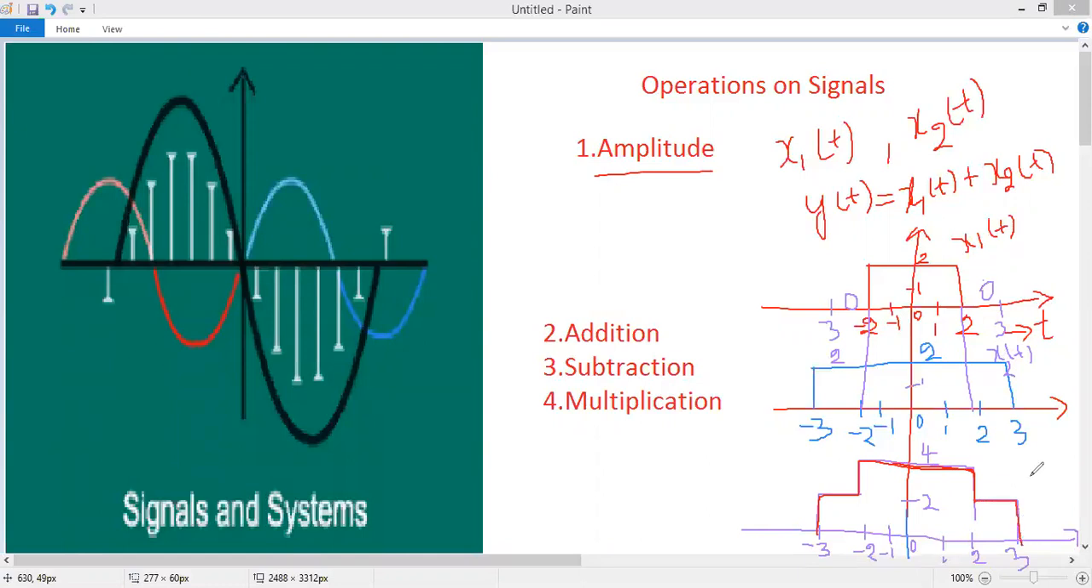This is a way to do the amplitude addition. In operations on signals, in the addition of two signals, only the amplitudes get added, and the remaining things are unchanged. This is all about the addition of two signals.